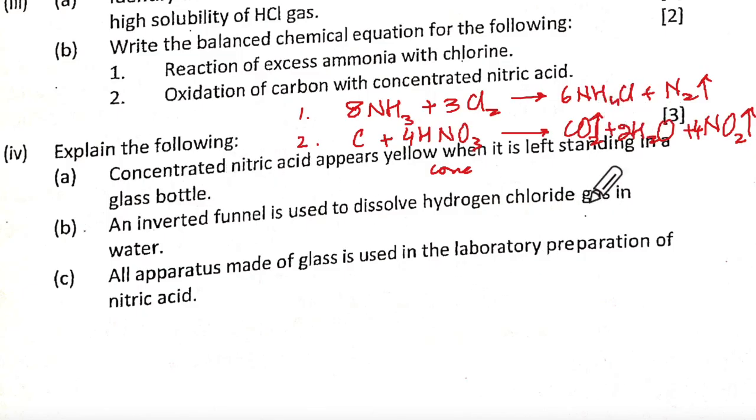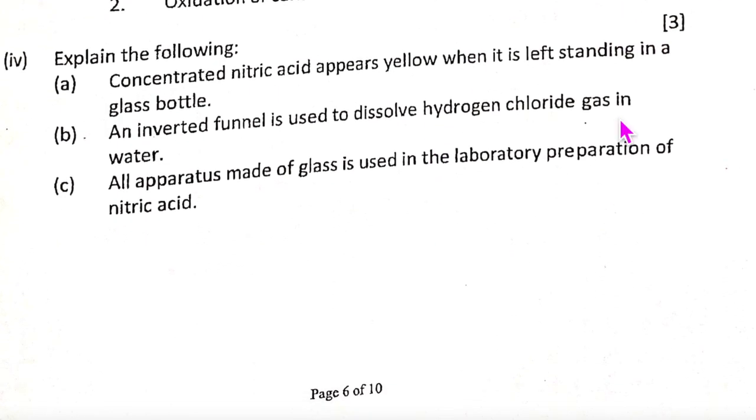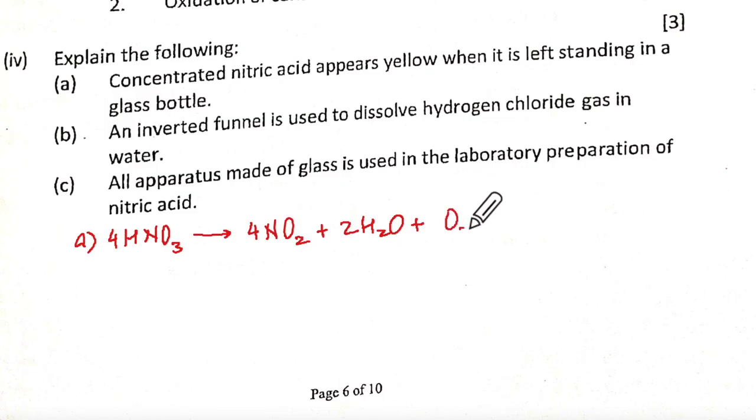Explain the following, and give reasons. I don't think we can escape giving reasons. To begin with, you'll write the reaction first. HNO3 gets decomposed into 4NO2 plus 2H2O plus O2 up arrow. I have told you the shortcuts to remember these reactions.